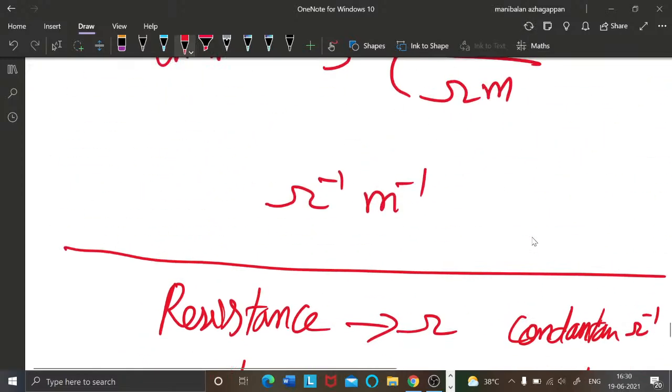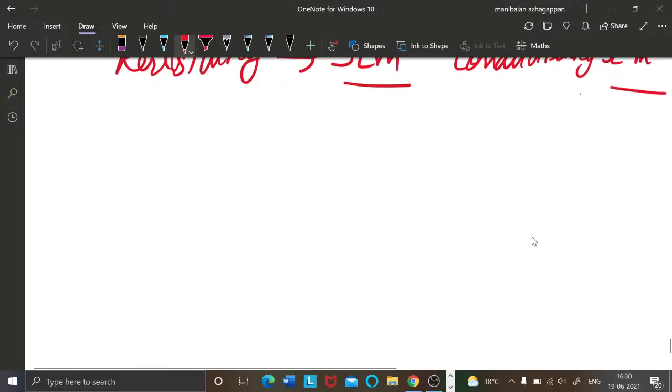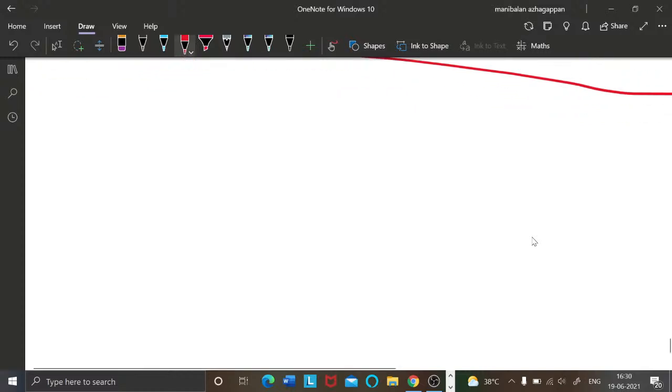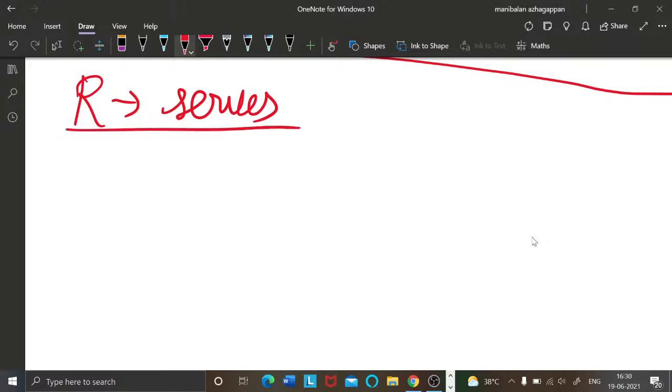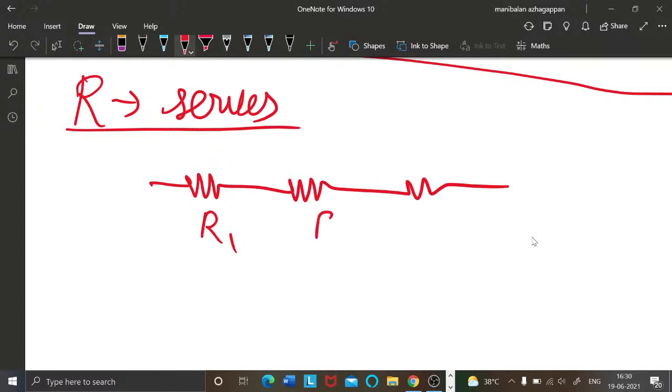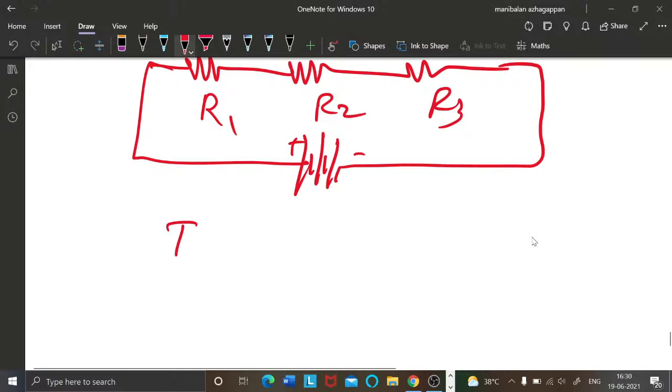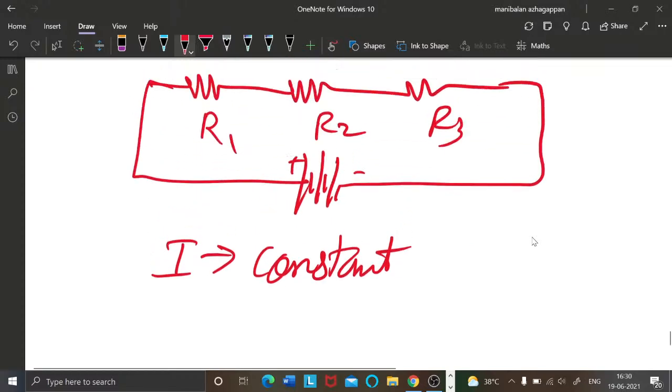So far we have got resistance, resistivity, conductance, conductivity. Now, resistance in series. Three resistances I am taking in series, R1, R2, R3, applied with a battery. In series, current is constant. That you should keep in mind. Current is constant in a series circuit. Now the voltage is going to be divided.